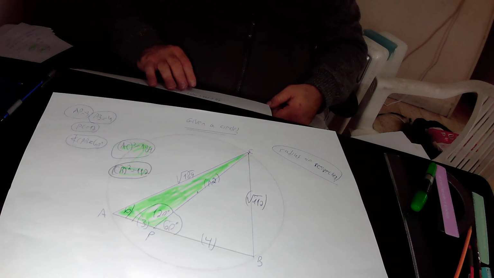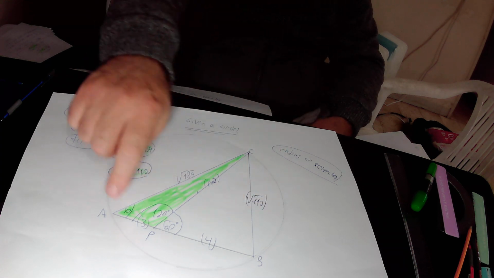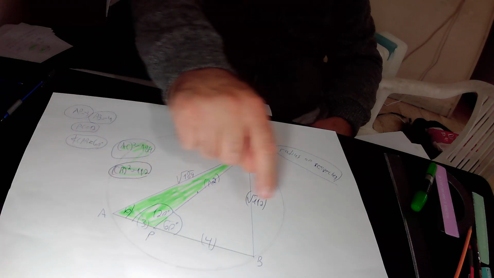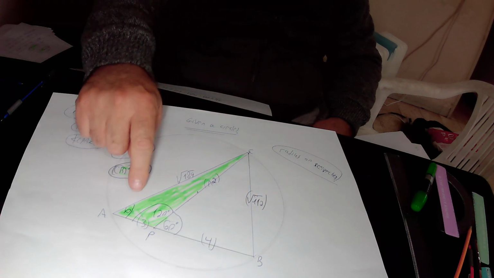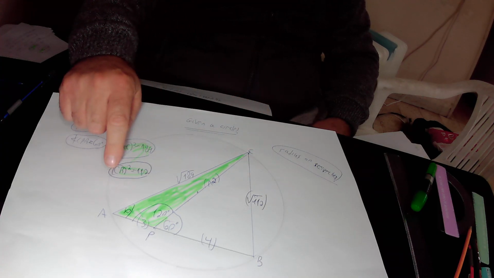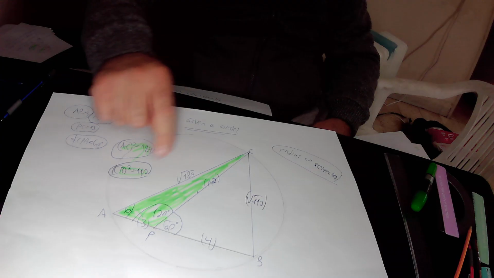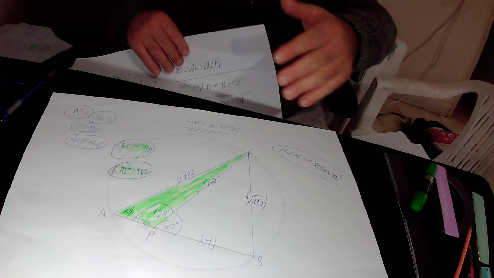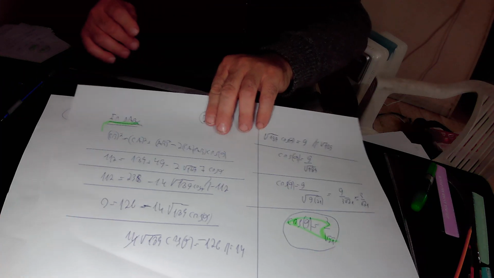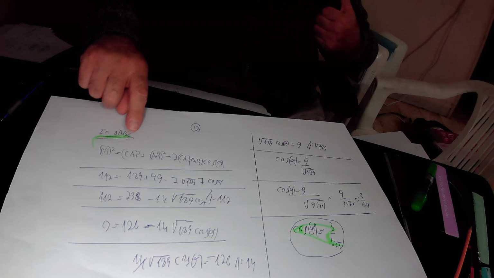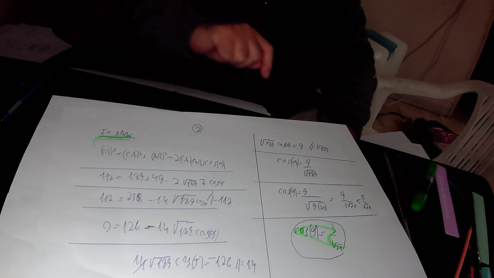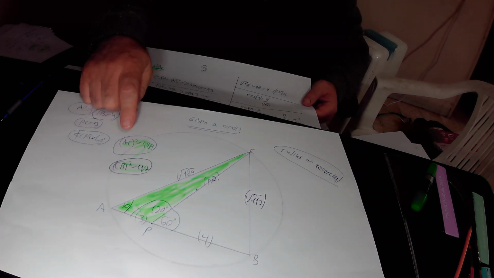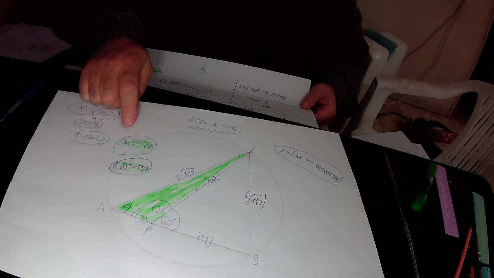According to the law of cosines, in this big triangle ABC, the following equation holds: CB squared equals CA squared plus AB squared minus 2 times CA times AB times cosine alpha. We already found out that CB squared equals 112, and CA squared equals 189.